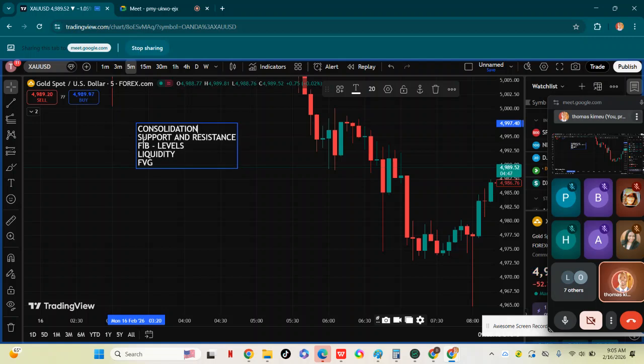When I was starting my journey in trading, I was just looking at support and resistance. Then I realized there's something to do with consolidations. Then after consolidations and support and resistance, I discovered the liquidity zones within the support and resistance zones. Then I advanced and started to look at the fib, the levels. After that, I also started to look at fair value gaps. All these are approaches that I've tested for years.